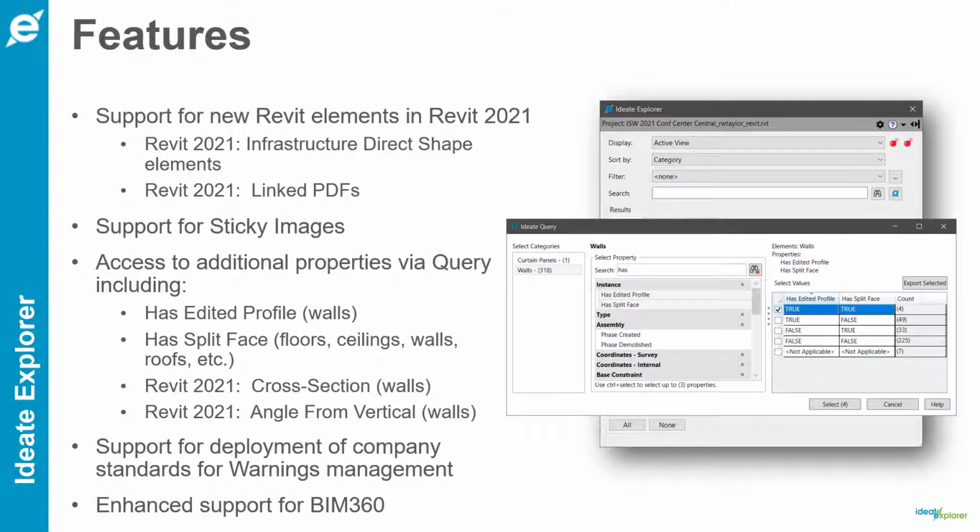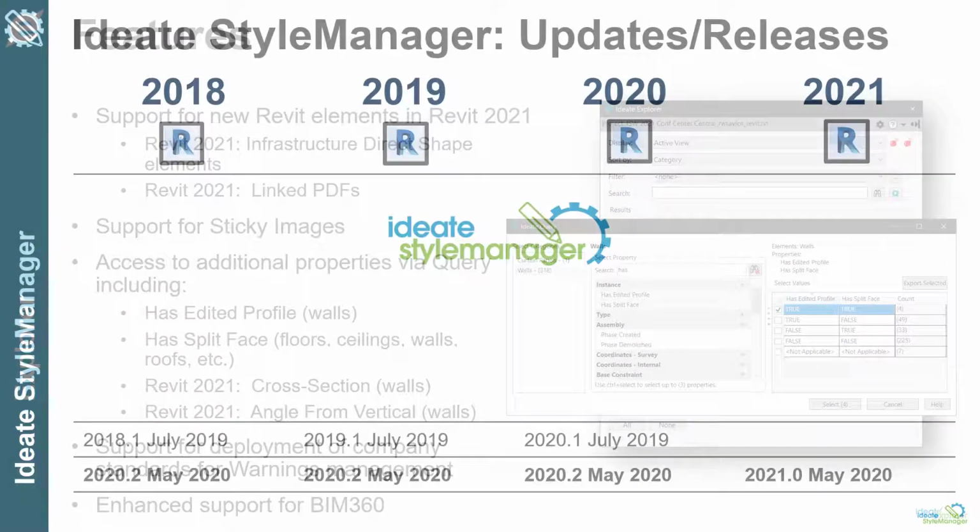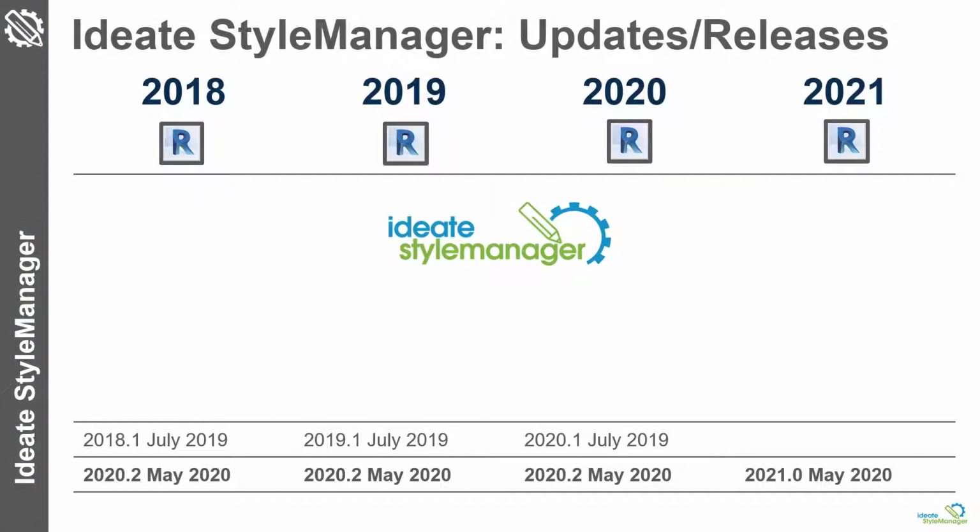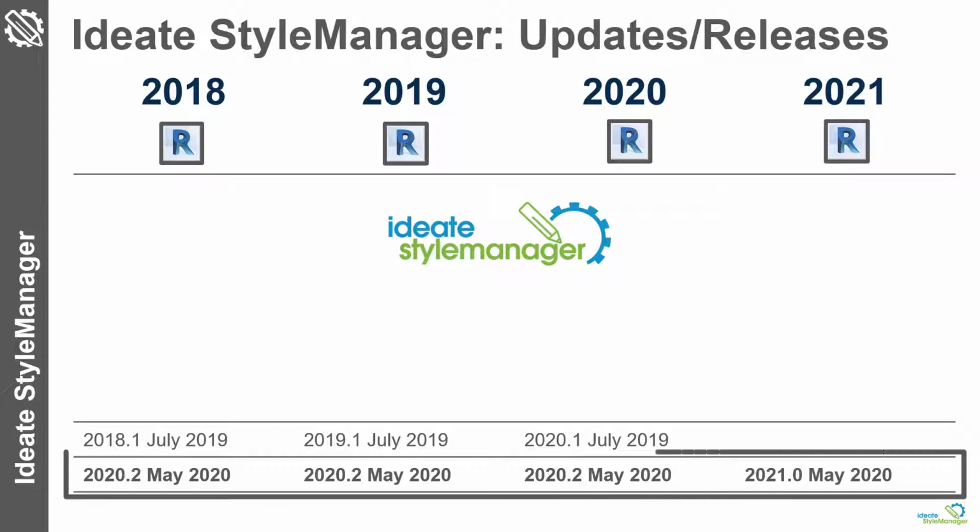Exporting the detail view and reading warnings and metric data can be accomplished via the BIM 360 desktop connector. The May 2020 release of ID8 Style Manager impacts versions for Revit 2018 through 2021 as shown here. Remember to update your existing versions to access these improvements.